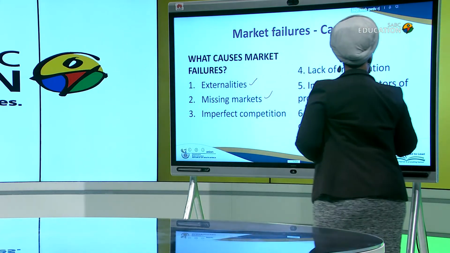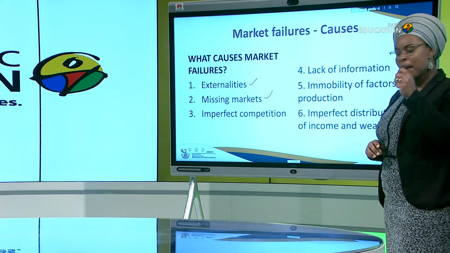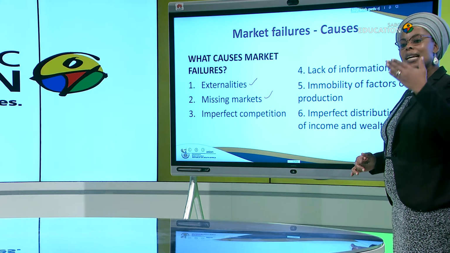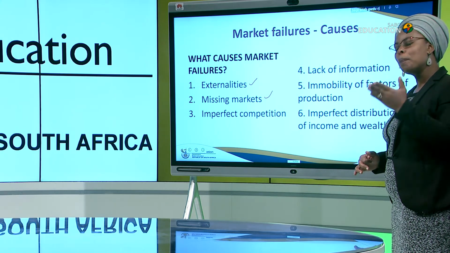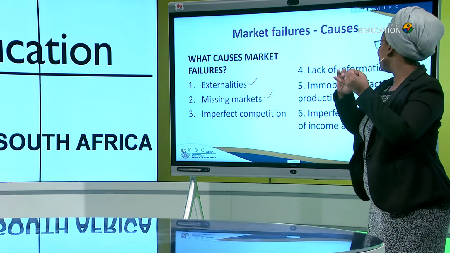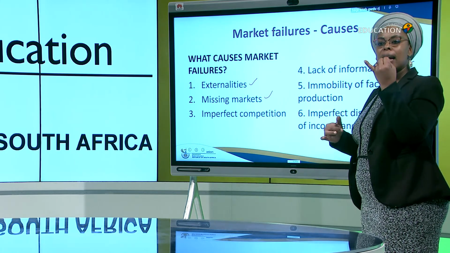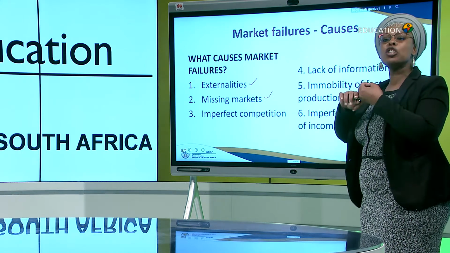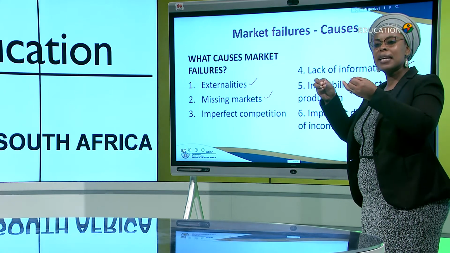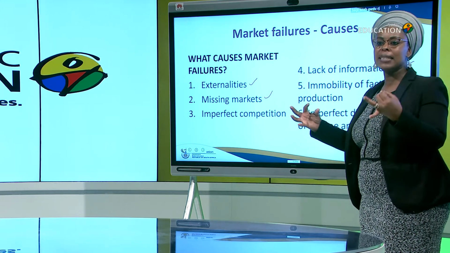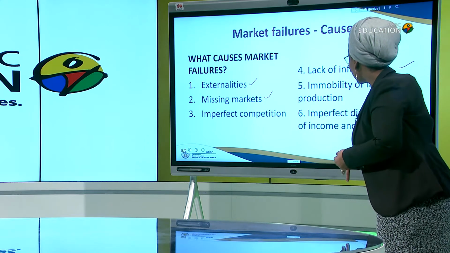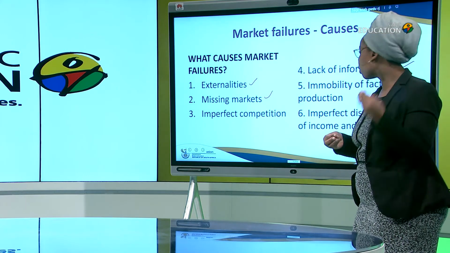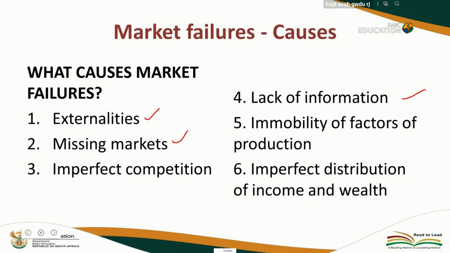We have a lack of information. So the imperfect markets, again, you'll find that oligopolies, for example, they don't have market information or complete information. You'll find that the workers are not aware of jobs elsewhere. You'll find that the entrepreneurs themselves, they don't know about costs of producing certain products. They don't have information about the production of a certain product. You'll even find that consumers, they have a lack of information about certain products. So that can also cause the market to fail.